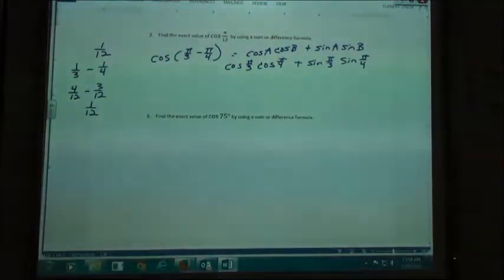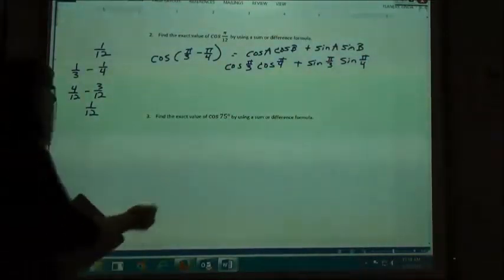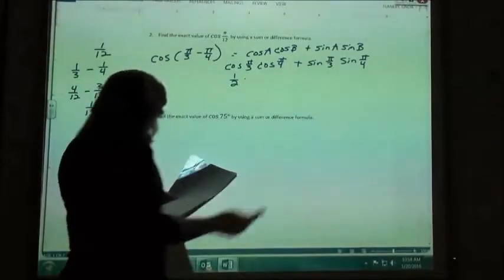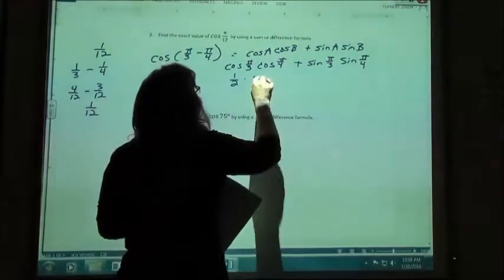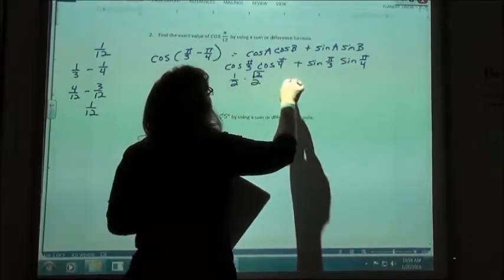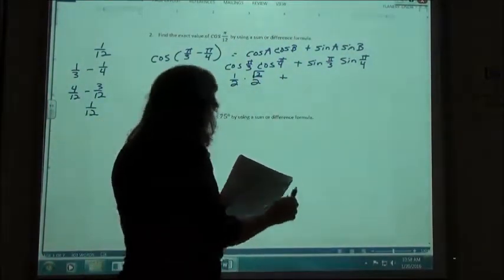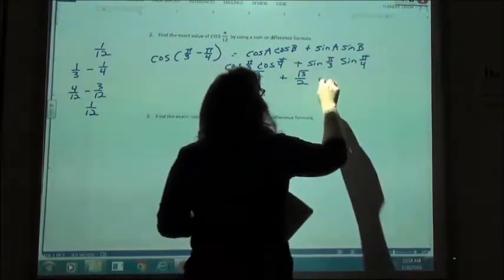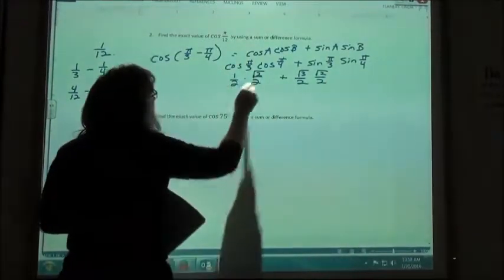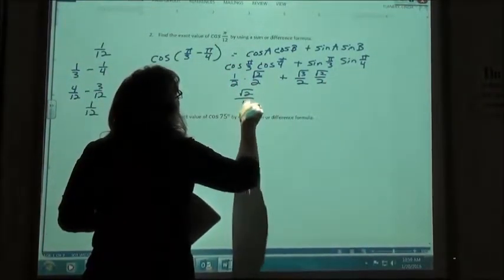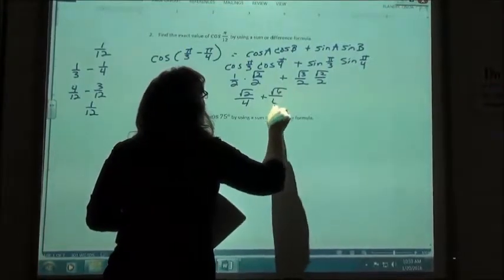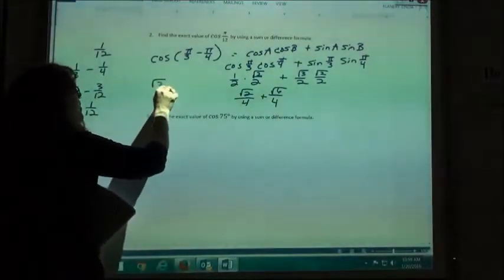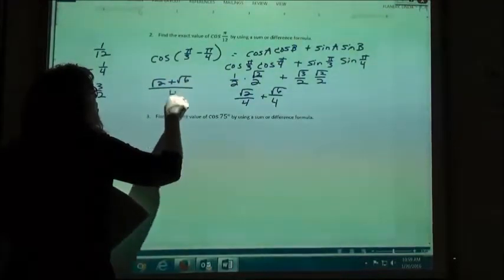So again, looking at my table, cosine of pi over 3 is 1/2. Cosine of pi over 4, square root of 2 over 2, plus sine of pi over 3, square root of 3 over 2, and sine of pi over 4, square root of 2 over 2. So we're going to get the square root of 2 over 4 plus the square root of 6 over 4. So our answer is square root of 2 plus square root of 6, all over 4.